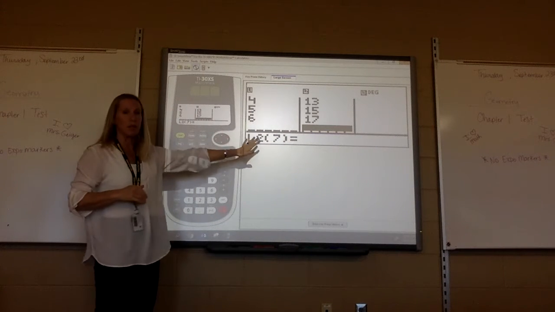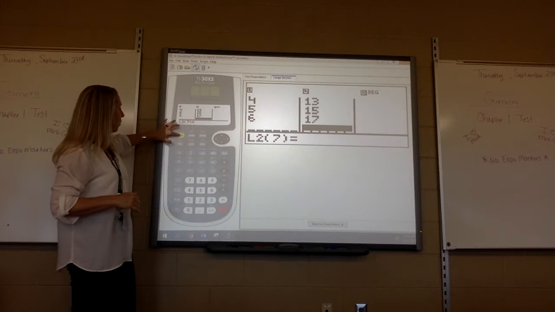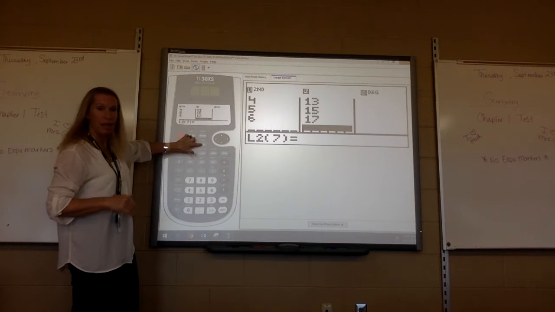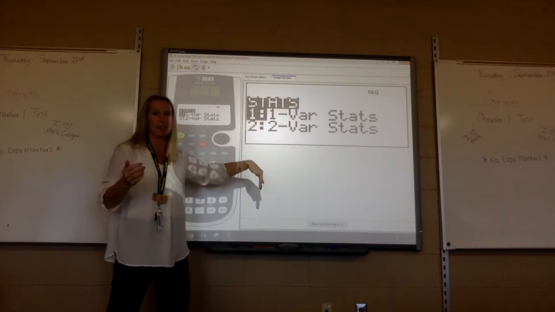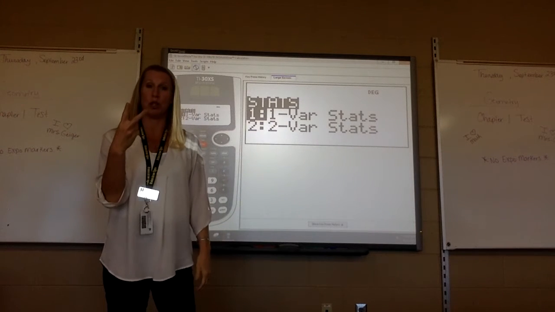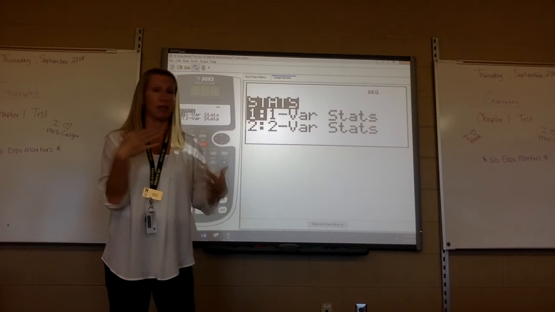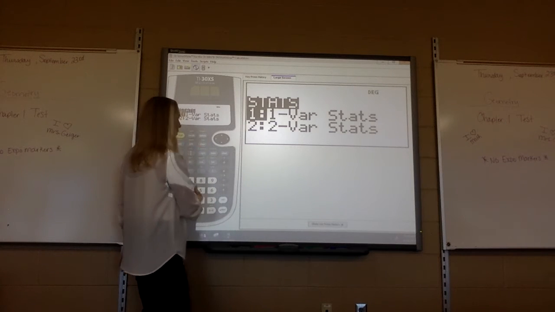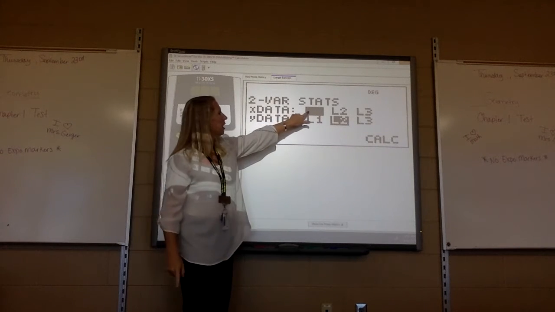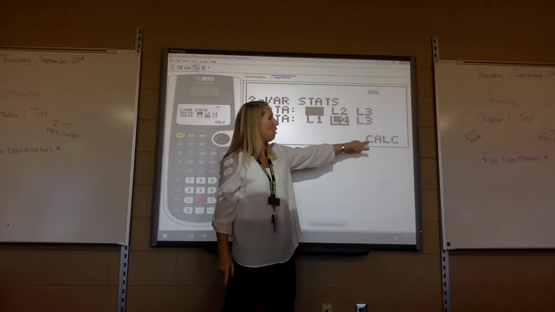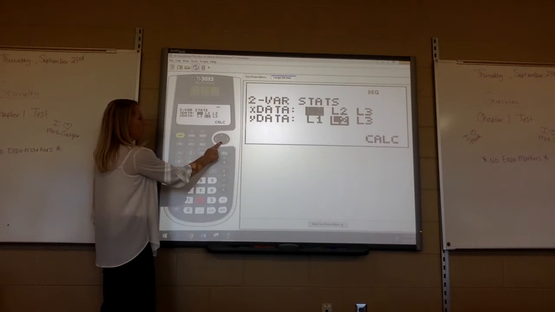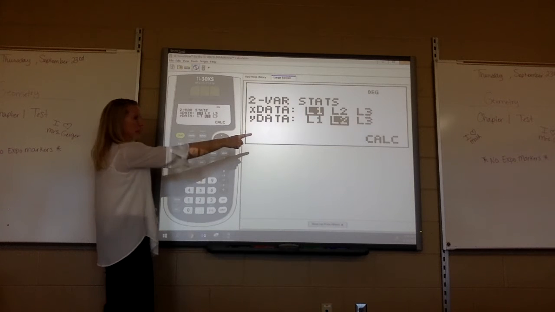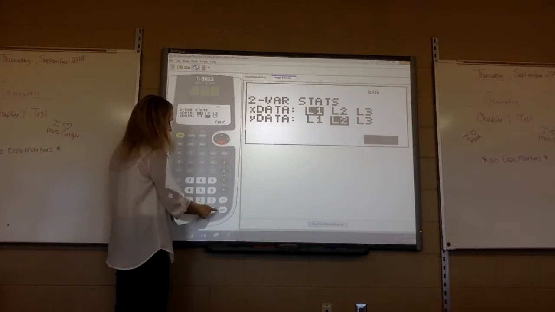Once you have the numbers in, you hit the second button and data again. That gives you these steps. Then you hit the number 2, because we want 2 variables, x and y. It's blinking on L1. You want to go all the way down to calc, so I hit this down arrow until it's highlighted on calc, and hit enter.